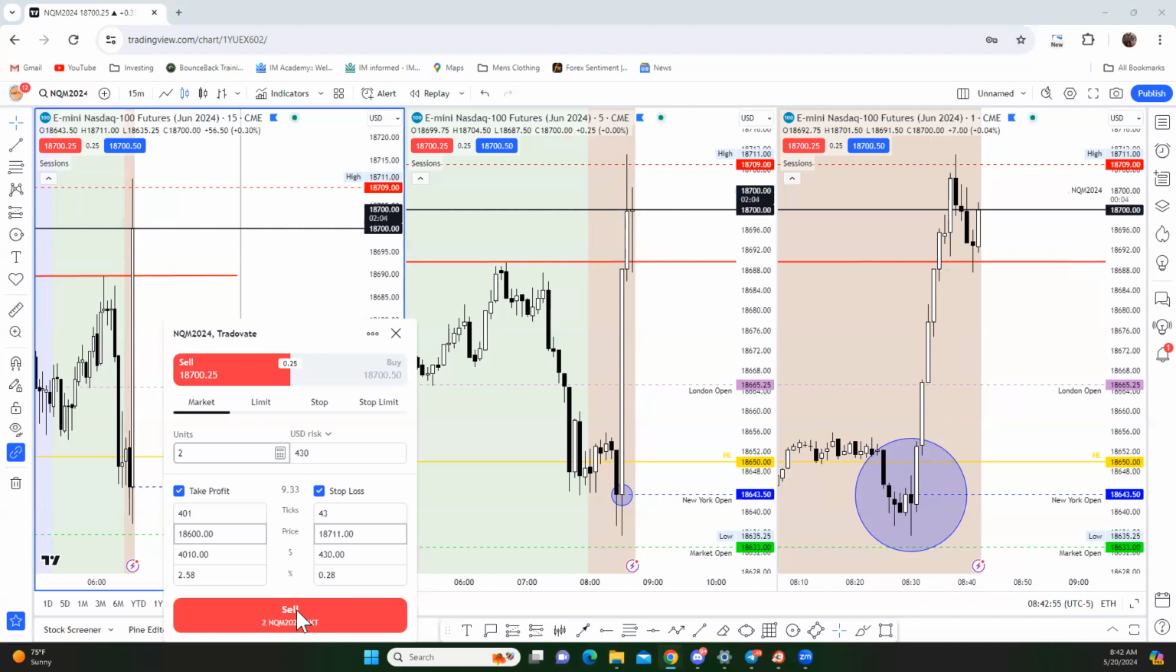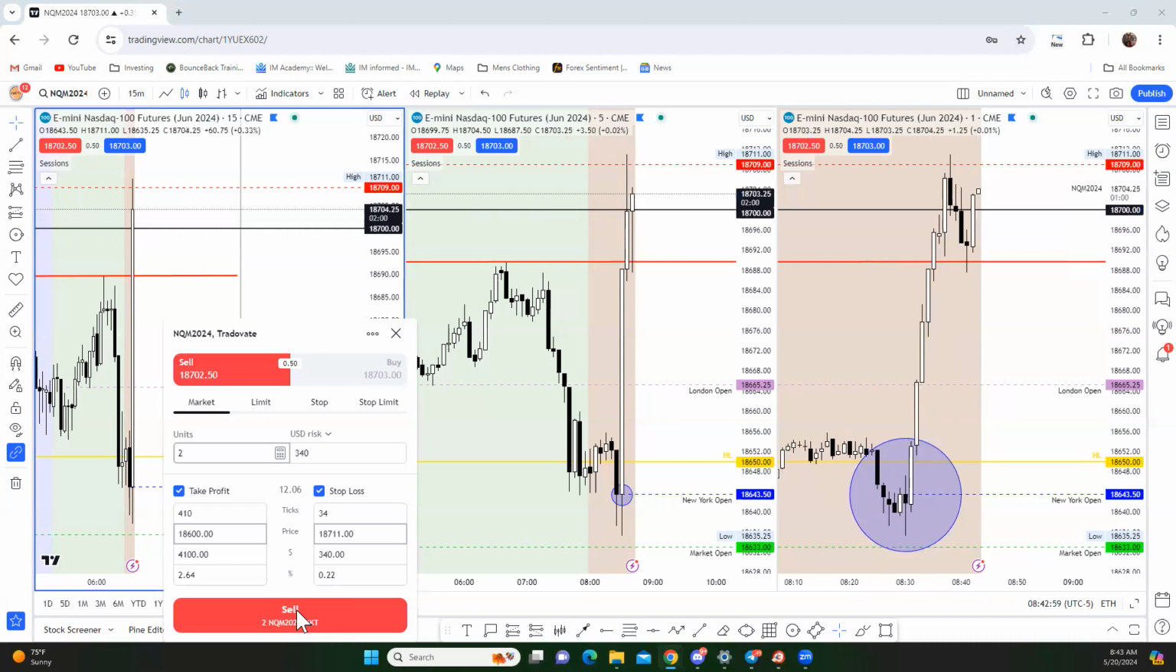The only place I would be wanting to take an entry is right here, right on that 1 minute on the far right. But I just don't like the price action with the other two assets yet. So we'll see how they hold at the 18,700 level. But I think they might be able to go a little higher.